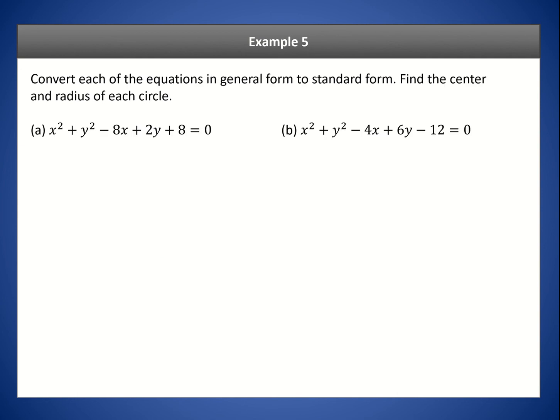All right, so now we're going to convert each of the equations in general form to standard form. This is what I mentioned earlier. We are generally interested in the standard form. So if we're given something in general form, we want to convert it to standard form. How do we do this? Well, we got to do a process called CTS, complete the square. I'll show you how this process works. Find the center and radius of each circle. So we're going to convert each of the equations first.